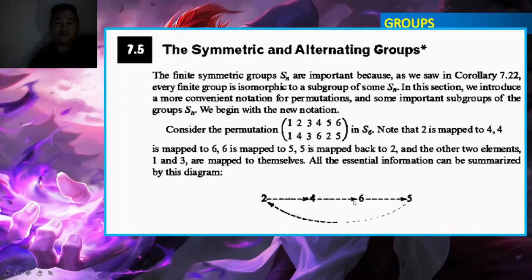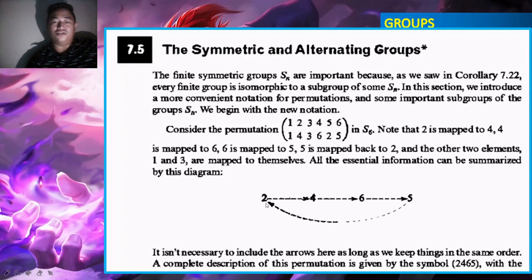So they form a cycle of four elements. It is necessary to include the arrows as long as we keep things in the same order. A complete description of this permutation is given by the symbol (2 4 6 5), written in parentheses. It means that 2 goes to 4, 4 goes to 6, 6 goes to 5, and 5 goes to 2. And since 1 and 3 do not appear, 1 goes to 1 and 3 goes to 3. They are mapped to themselves. Okay?